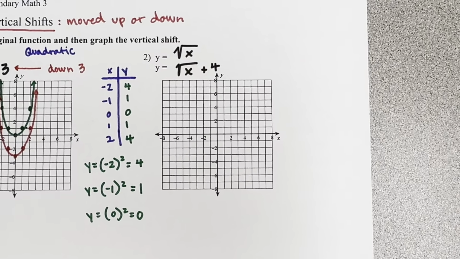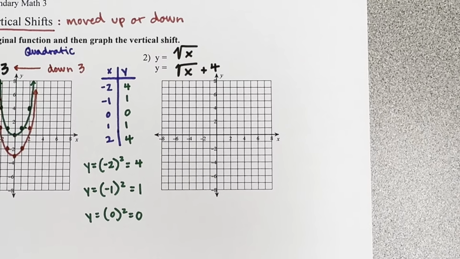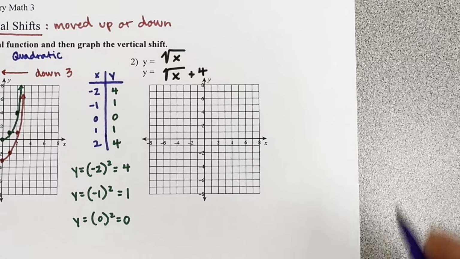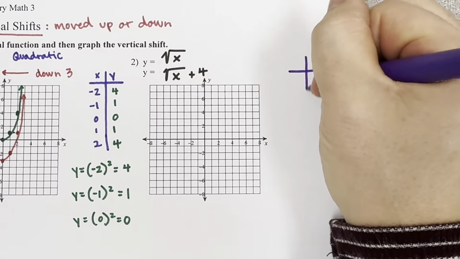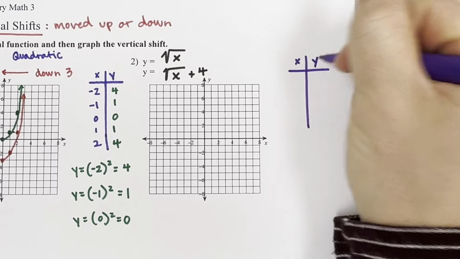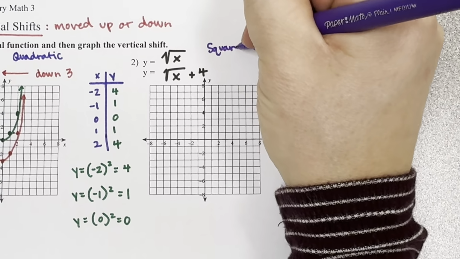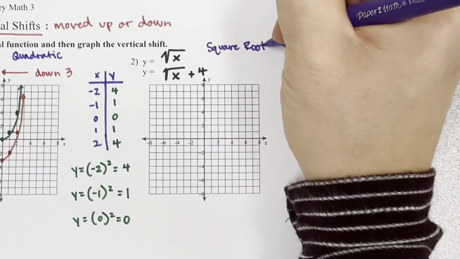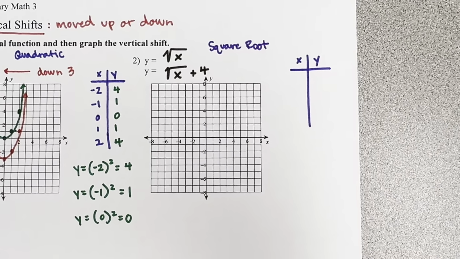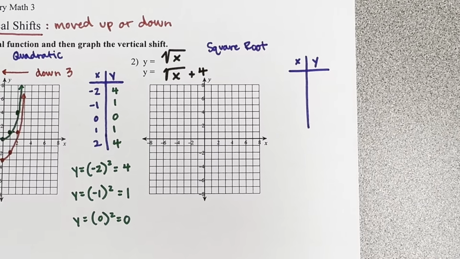Okay, so now let's look at number 2. I'm given my original parent function, the square root of x. I'm going to do the same thing. In fact, let's go ahead and name it. This is a square root function. Sorry, that's so shaky. I wish I could help that a little bit.